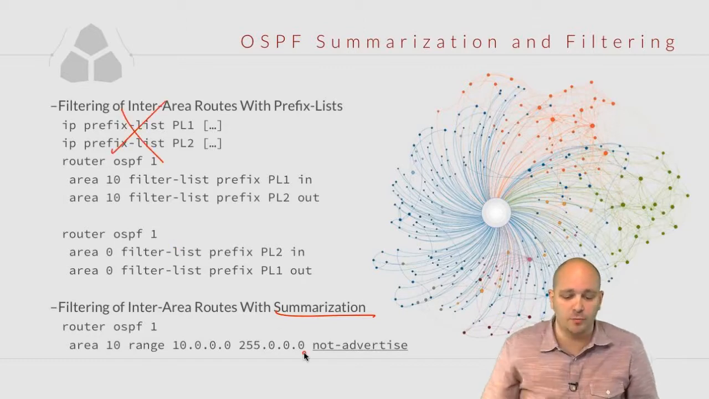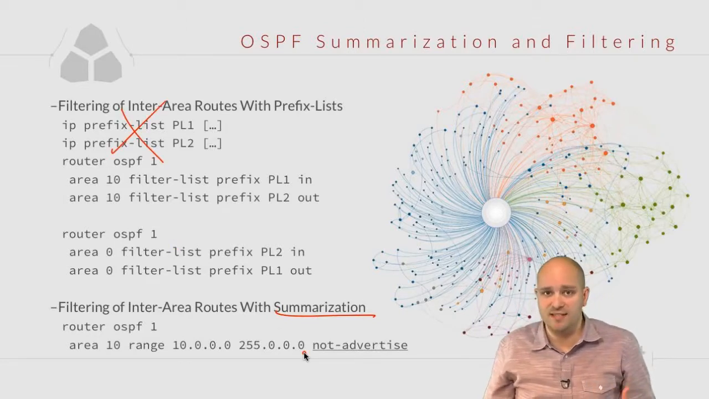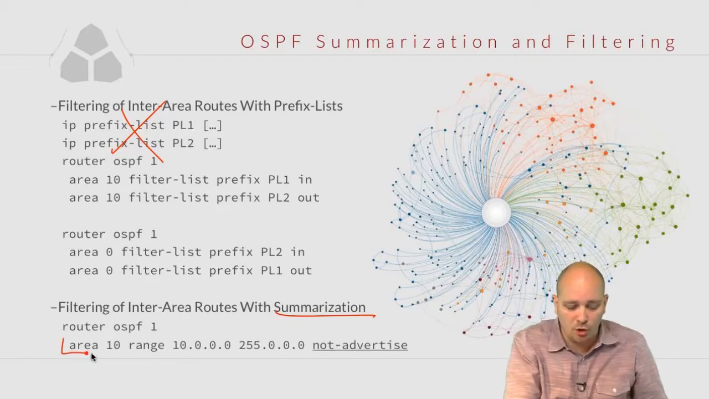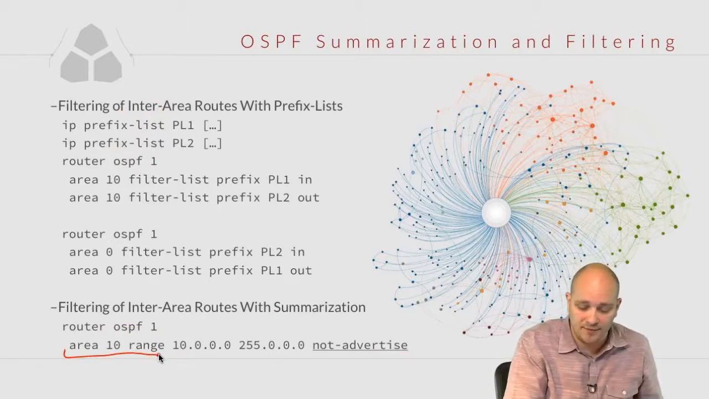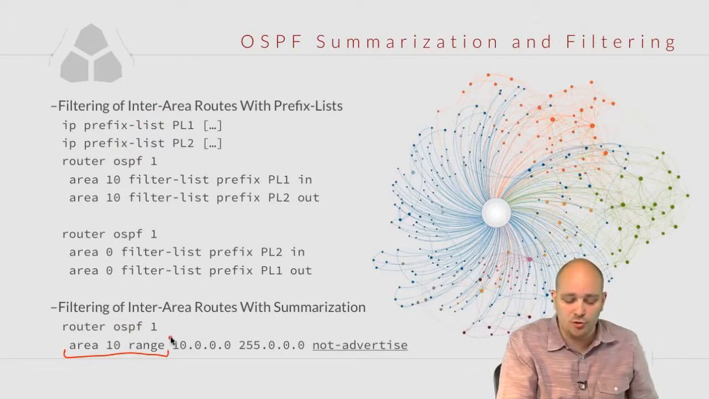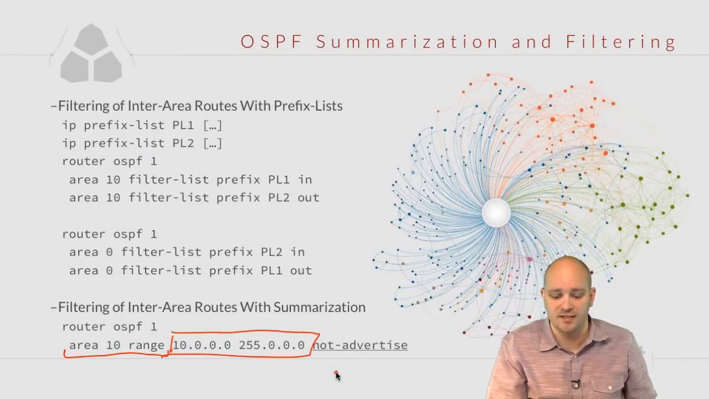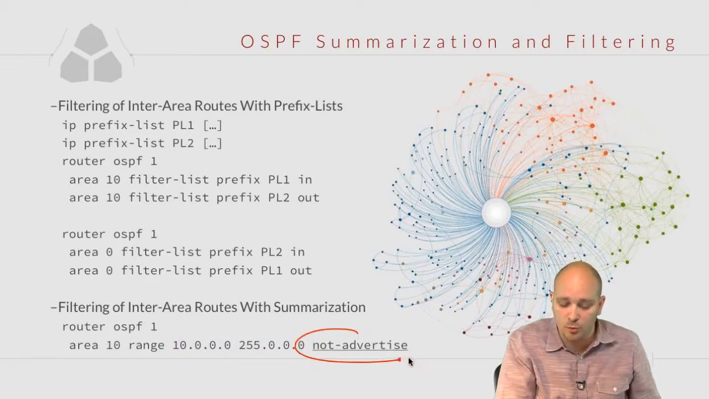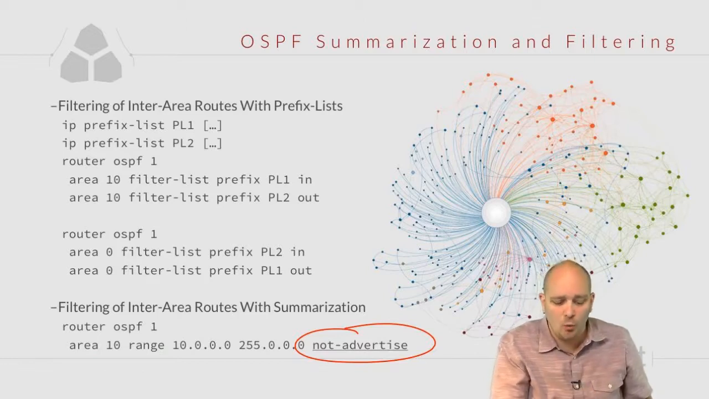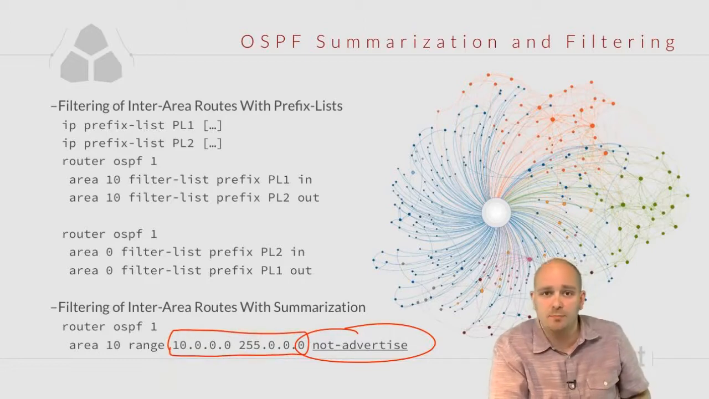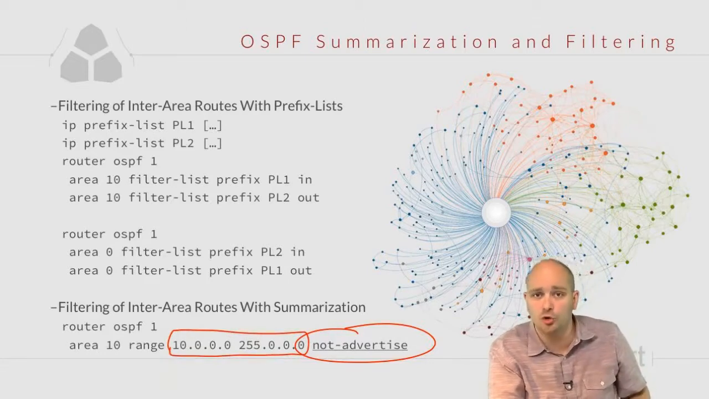Now, there is another way to filter the routes between the areas, and that is to use summarization. So if you are uncomfortable with prefix lists and you have relatively simple filtering to implement, you can also do something like this. Now, we know that the area 10 range command is going to specify the summary that is then going to be injected into area 0. But if we use this special keyword not-advertise at the end of the area range command, what's going to happen? All routes that are covered by this range are simply not going to be advertised and not going to be injected into a particular area.